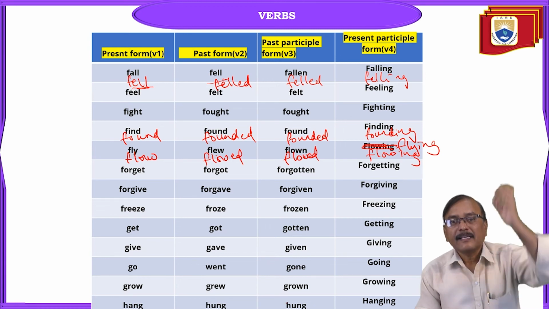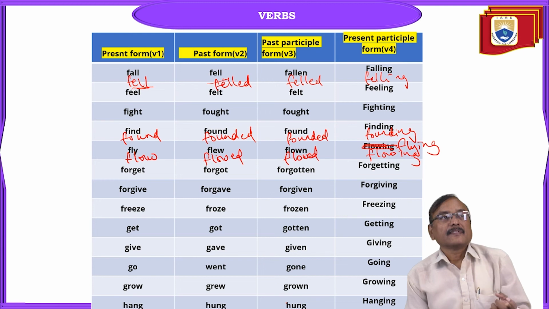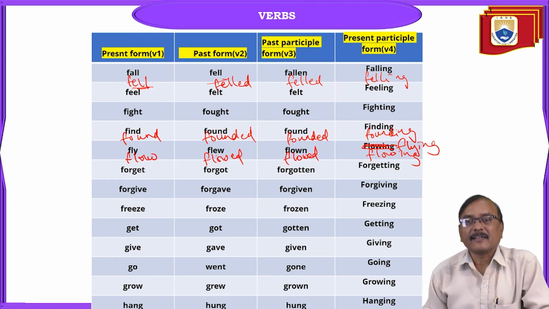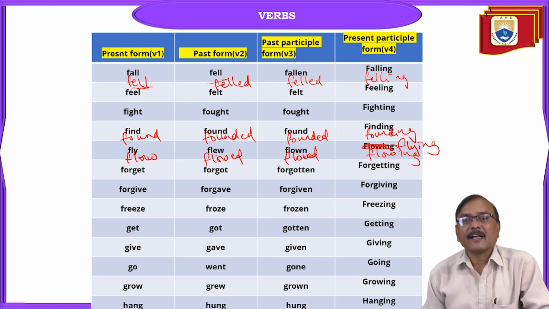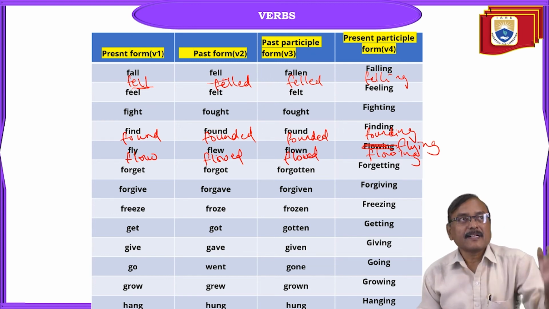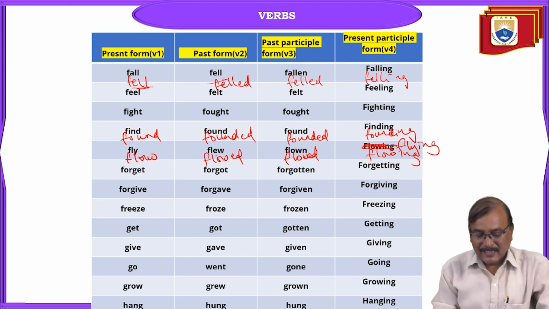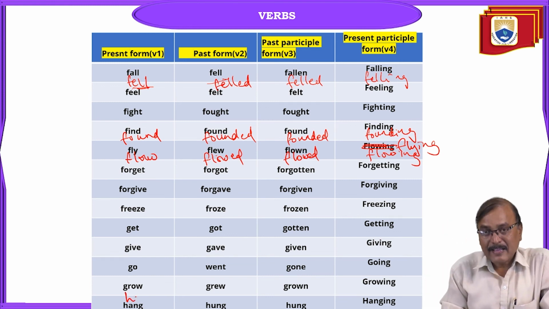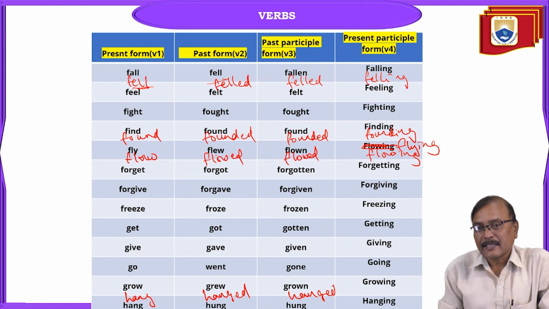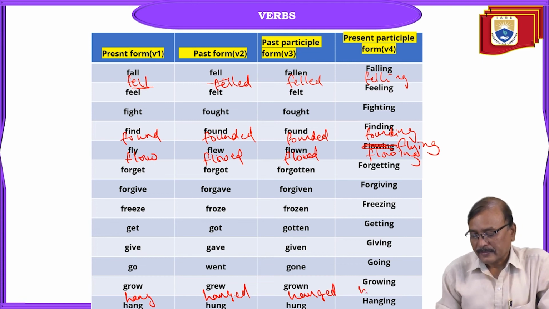This is called here suspending something. The calendar was hung here. Okay, against the wall. It was hung on the wall. Is it clear? Hung means it was suspended. Another hang is there. Hang, hanged. Okay, hanged. This is another meaning. Hanging.